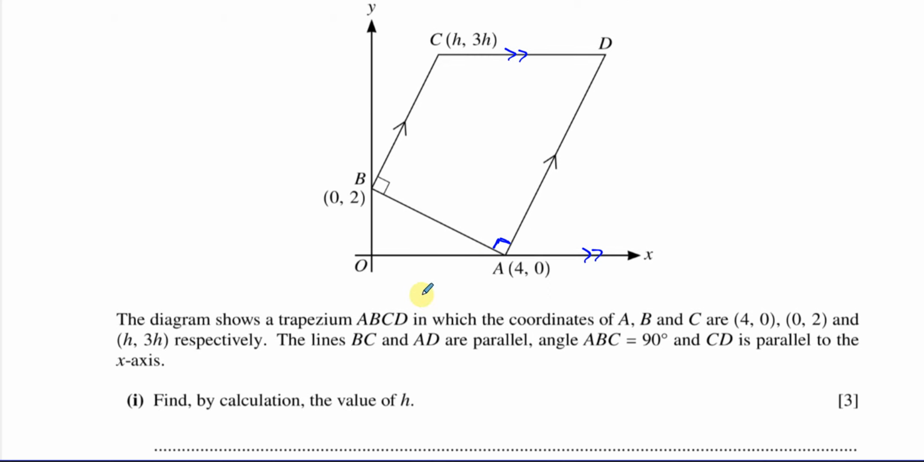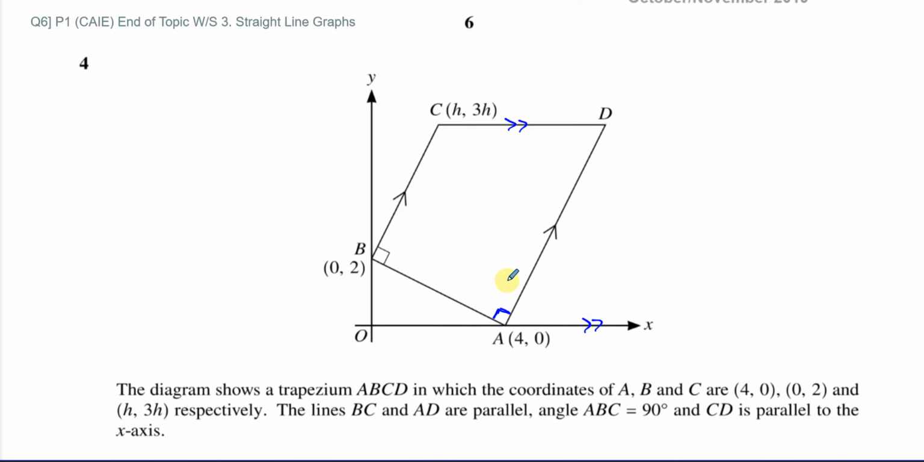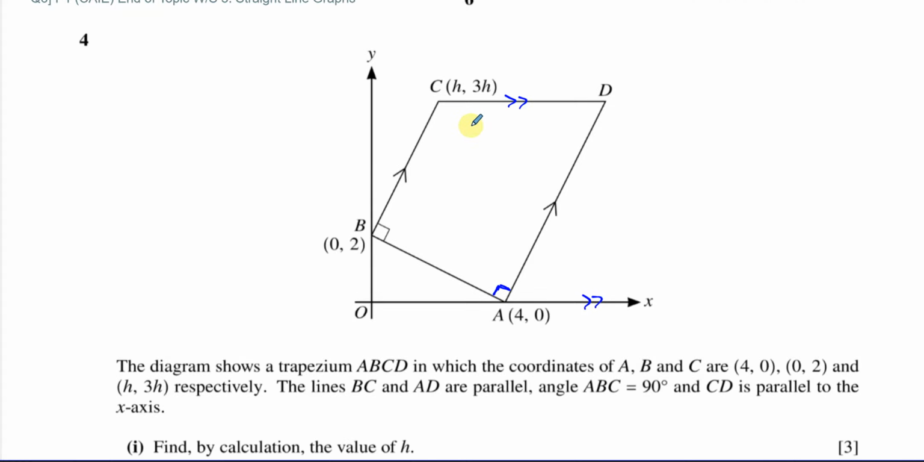All right. Now it says find by calculation the value of h. So basically, they mean don't draw a scale diagram on a pair of axes and try to work it out; do it by calculation. So we want to find the value of h. h is the x coordinate of the point C, and 3h is the y coordinate of the point C. So how are we going to do that?